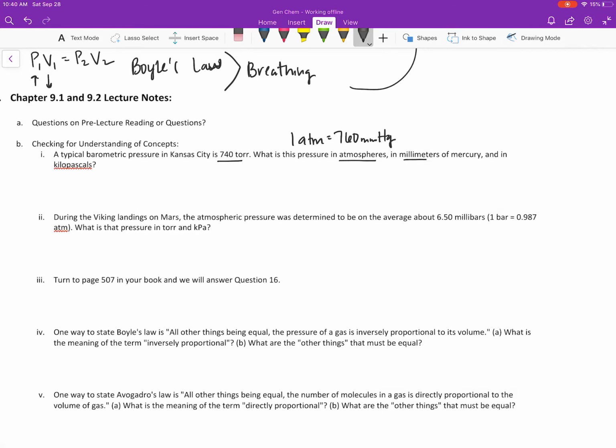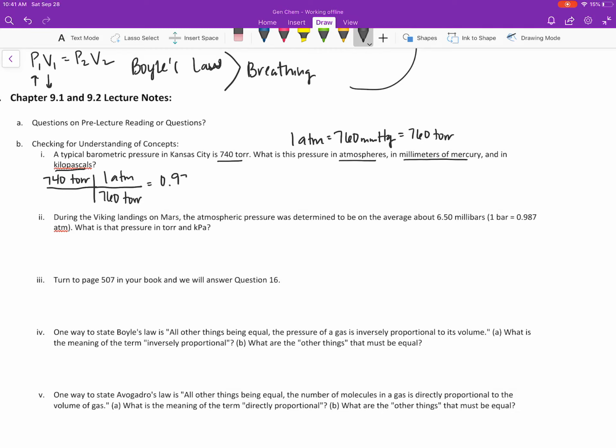So a typical barometric pressure in Kansas City is 740 torr, and it wants to know what's this in atmospheres, millimeters of mercury, and kilopascals. So let's start at the beginning. 740 torr. We want to convert that to atmospheres. We know that for every 1 millimeter of mercury, that's 1 torr. Remember Torricelli. So I know that for 760 torr, it is 1 atmosphere, 1 ATM.